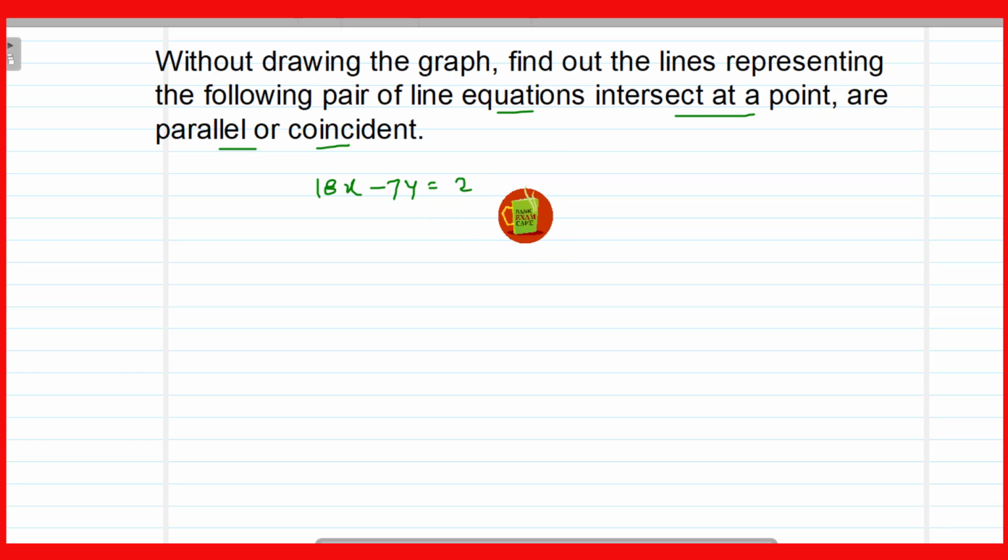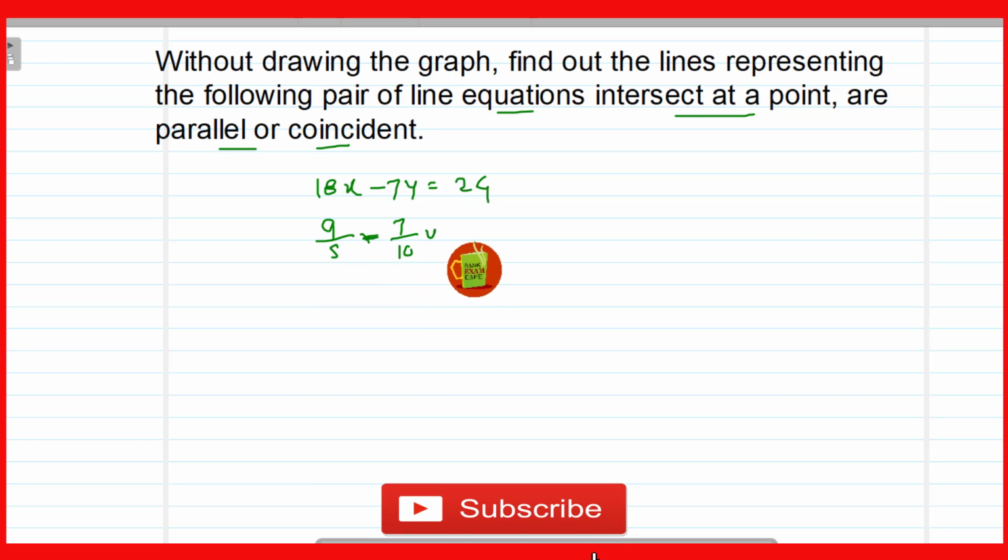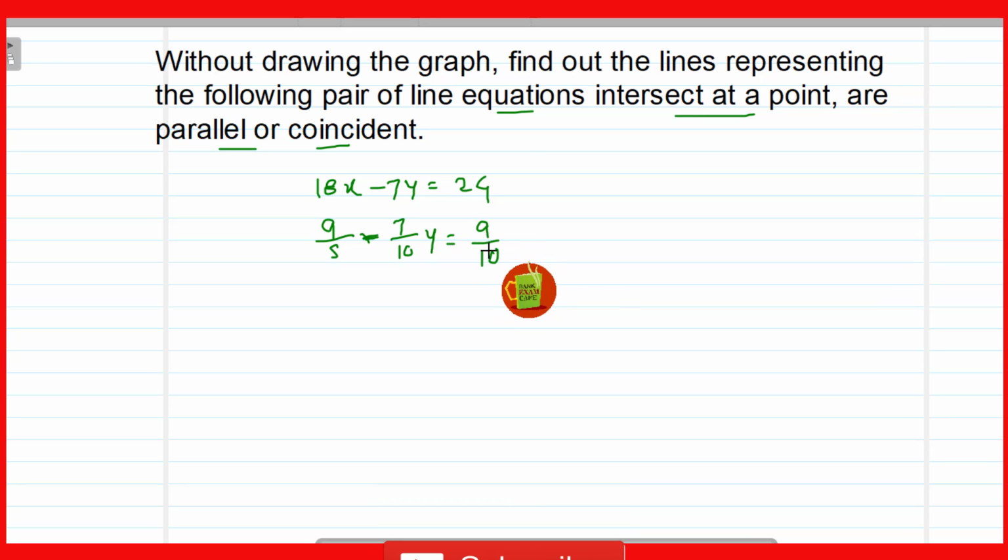and the other is 9 by 5 x minus 7 by 10 y equal to 9 by 10. So here these two equations are there, and first we will find a1 upon a2, because we have to find whether the lines intersect at a point, or are parallel, or are coincident.